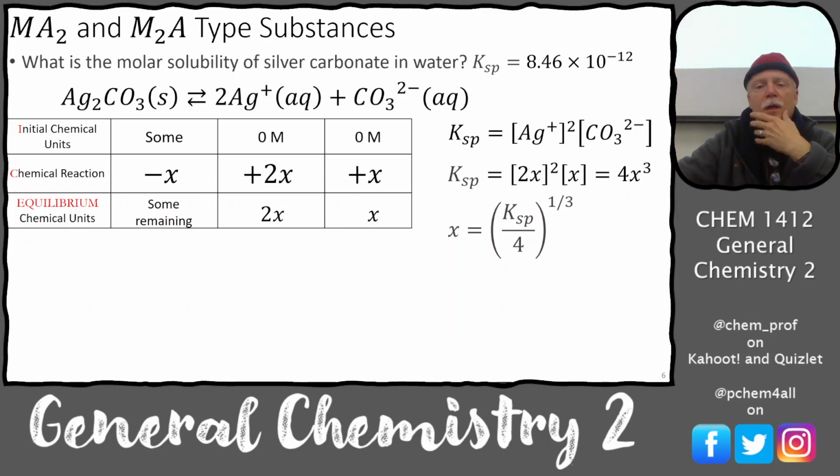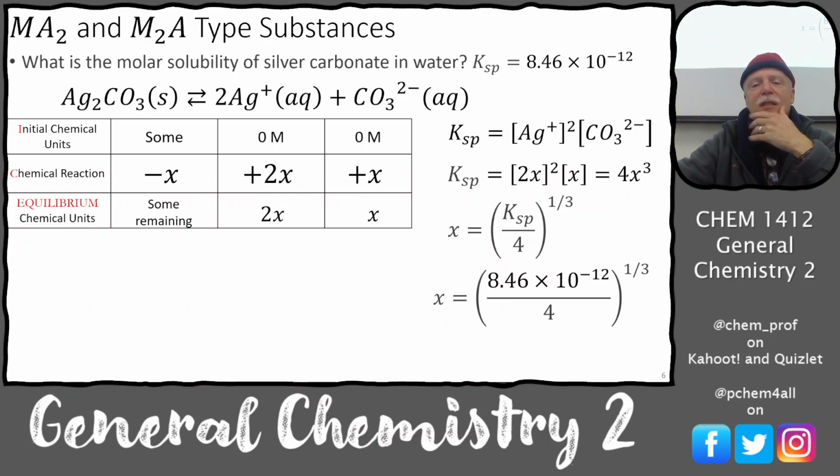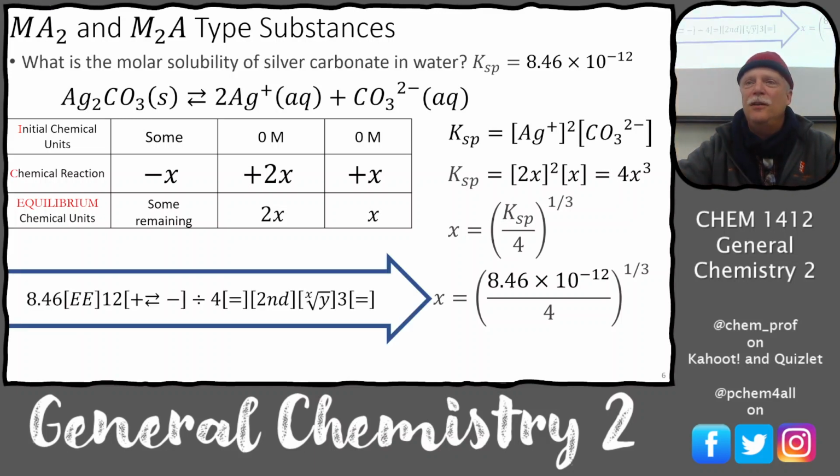Okay. So putting in the numbers, here's KSP. Now here's where you need to know how to use your TI-30 calculator, because we're to the 1/3 power. I know where the square root key is, but what do I use for the 1/3 power? Okay, this is what you type into your calculator.